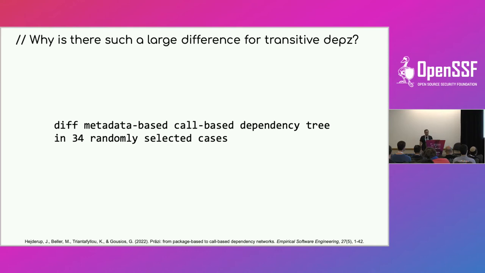And that made me very curious how there can be such a huge difference between those two representations. That's when I did a more qualitative analysis, by doing a diff between a metadata based, conventional dependency tree versus one that is based on function calls. And studying a project together with its dependencies is not a fun thing to do, especially for large ones. I did this for 34 cases, and these are the main differences that I was able to find.